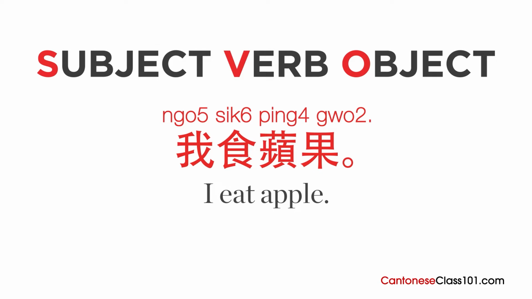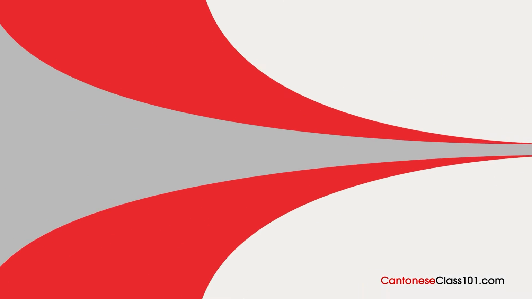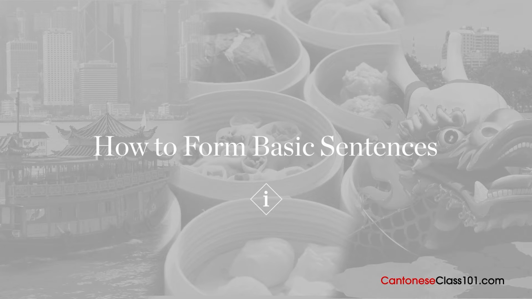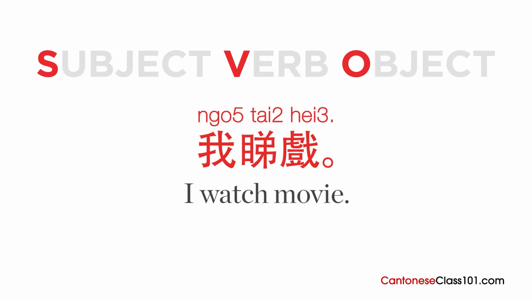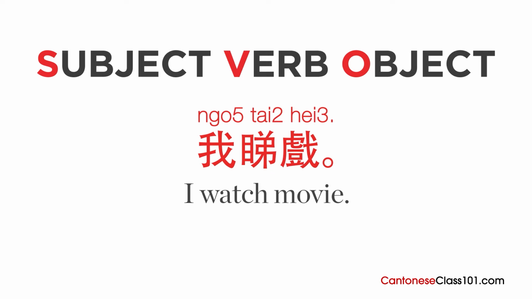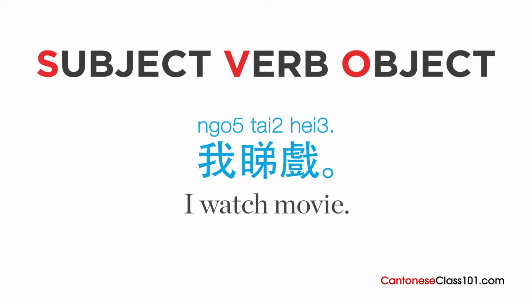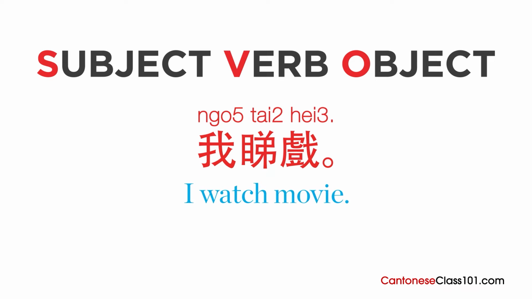Okay, let's move on to the next section. To form basic sentences in Cantonese, keep that SVO word order in mind. Right. For example, 我睇戲. I watch movie. Let's break down the sentence.